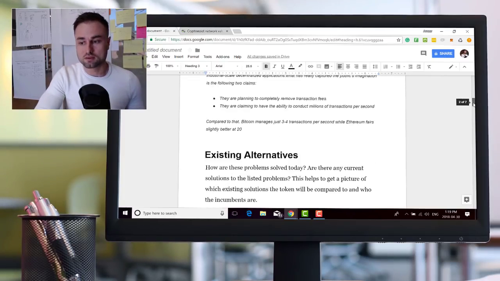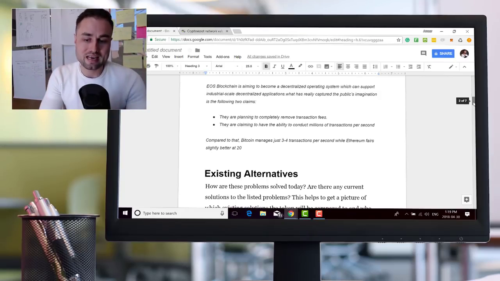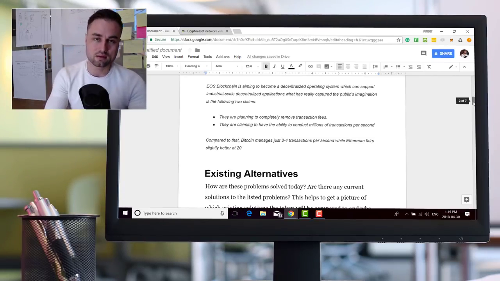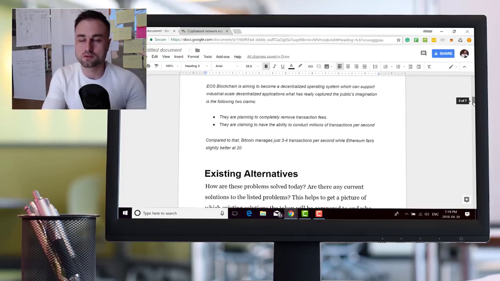If you follow my mouse over here, the EOS blockchain is aiming to become a decentralized operating system which can support industry-scale decentralized applications. That's that. And these are the two following claims. They are planning to completely remove transaction fees, which is interesting. There are issues with that, and it's also pretty innovative, so it's a double-edged sword. And they're claiming to have the ability to conduct millions of transactions per second.